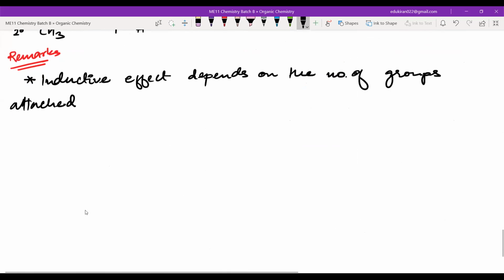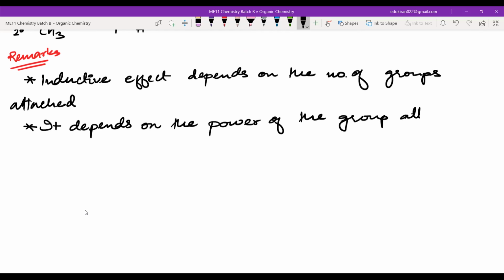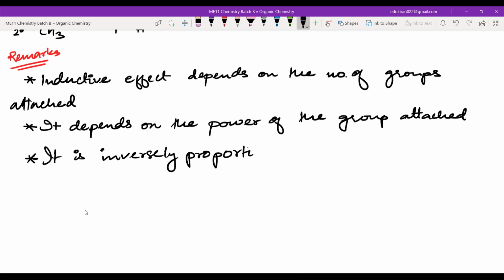Second point is that it depends on the power of the group attached. Thirdly, it is inversely proportional to the distance. Okay, so if you have a minus I group or a plus I group that is very far apart, then the effect that it has to show will be lowered. The effect will be lowered as you increase the distance. Okay, so these are the 3 points that you should remember about inductive effect.